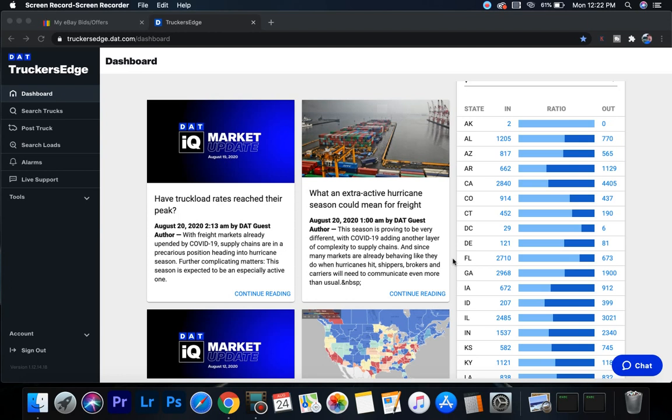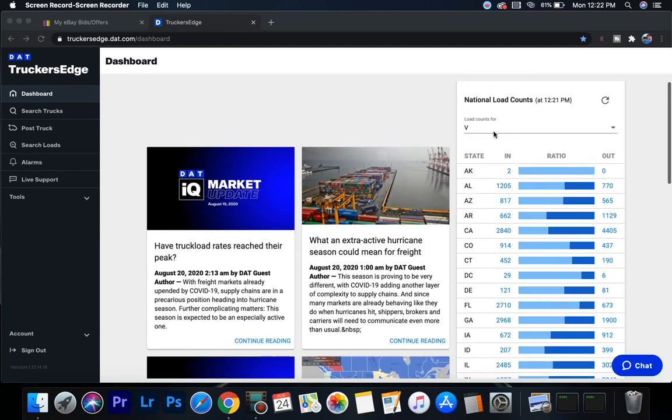If you can find the high freight volume areas, you're going to find the high freight rate areas. What we're going to do in this video is go around the country to the different freight hubs and see what the load counts are. Like I've always said, you find the high freight areas, that's where you need to put your truck. Where I like to start is the national load count.